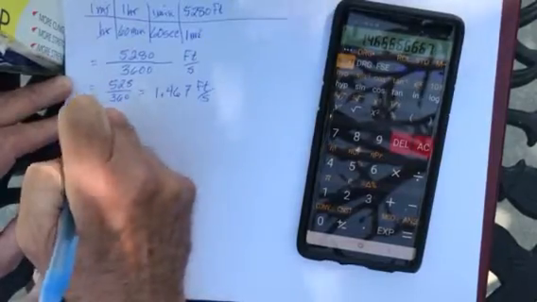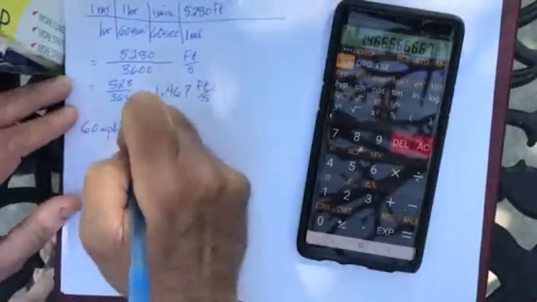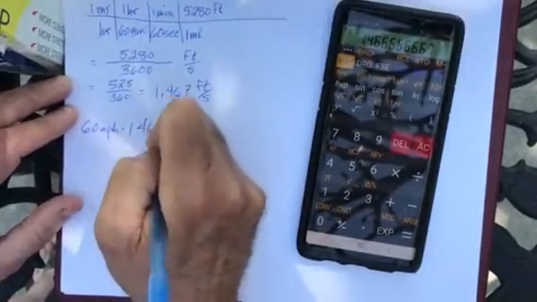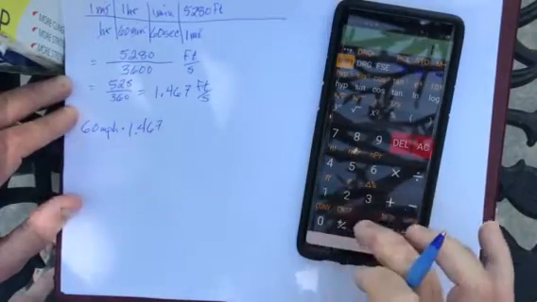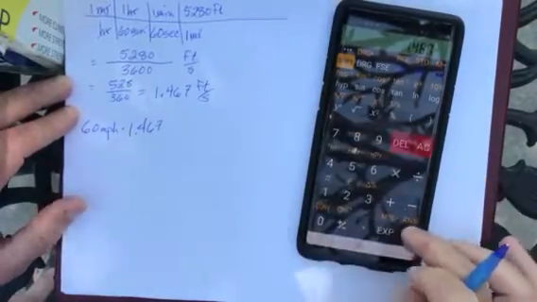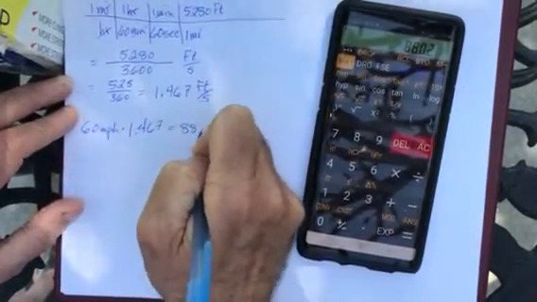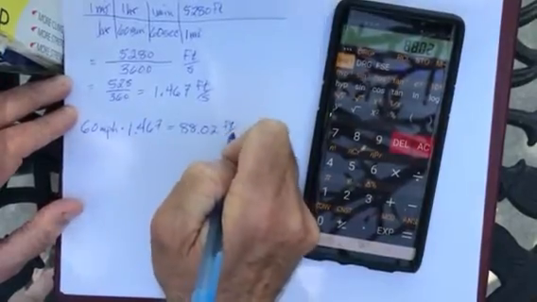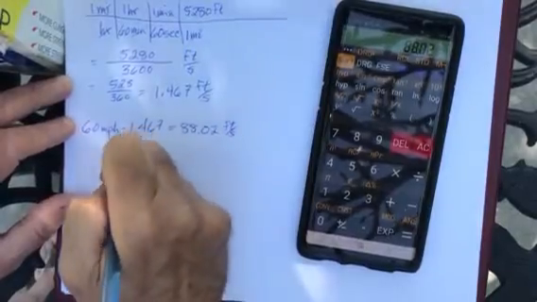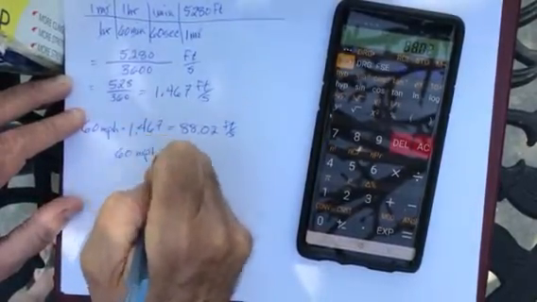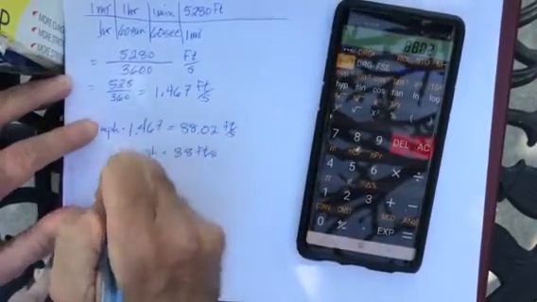So if we, for example, have 60 miles per hour, we're going to multiply that by 1.467. So 60 multiplied by 1.467, and that turns out to be 88.02 feet per second. Now, as I remember it from the days when I was a physics student, we would just remember that 60 miles per hour was the same thing as 88 feet per second. And so that's a good rule of thumb.